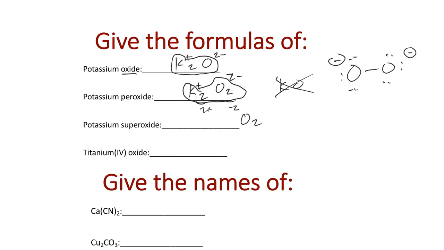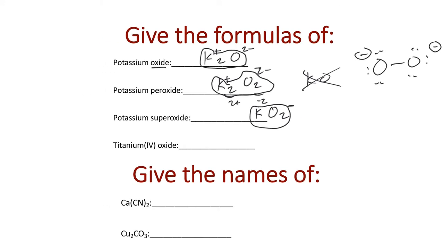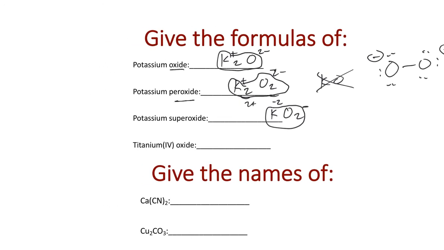The superoxide goes to -1 instead of -2, so we just have KO2. And so these three oxides can actually exist for certain elements. So you may wonder about the peroxides and superoxides.